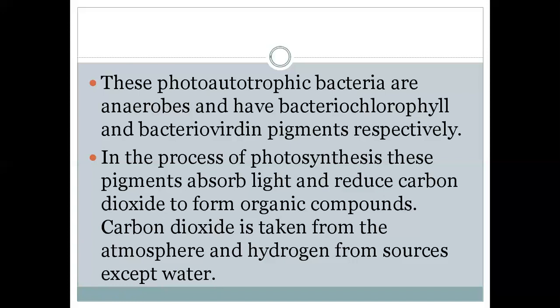That is why oxygen is not released. If water is involved in the process, then definitely oxygen will be released as an end product. But as water is not involved here, and it is taking hydrogen or electrons from other sources such as hydrogen sulfide or hydrogen, oxygen is not involved and oxygen is not released at the end of the process.